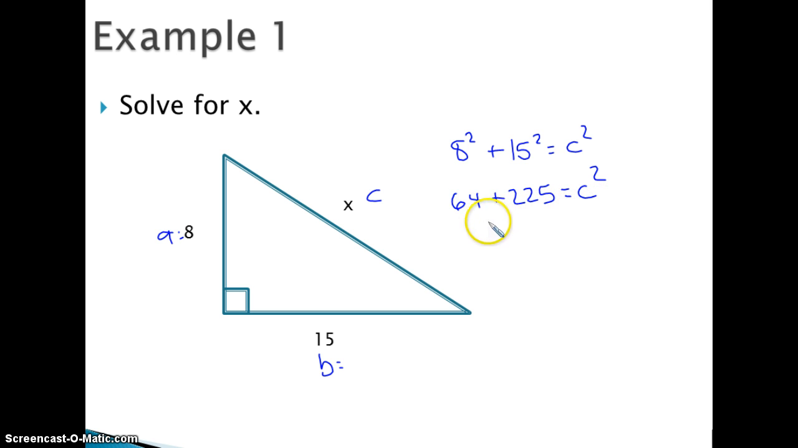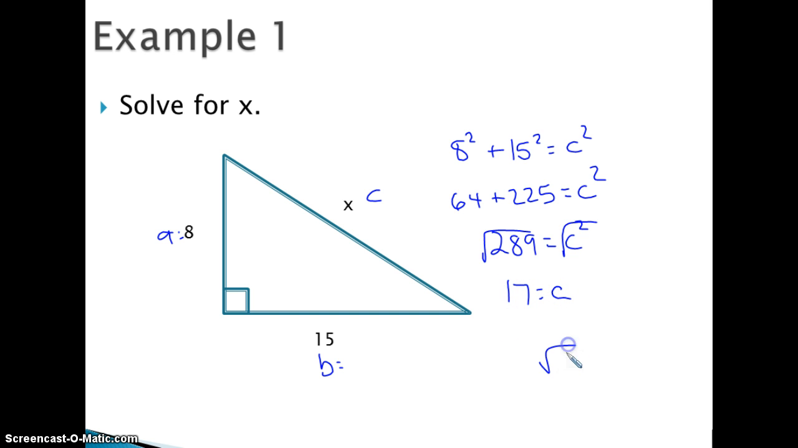So I'm going to add these guys up. 64 and 225 is 289. And then solve for c by taking the square root. Turns out that 289 is a perfect square, which is awesome, because when you simplify that down, you're going to end up getting 17. If it's not a perfect square, that's when you have to simplify the radical.